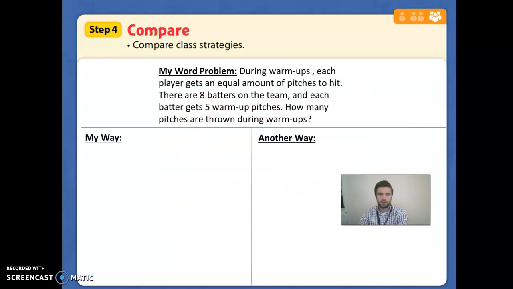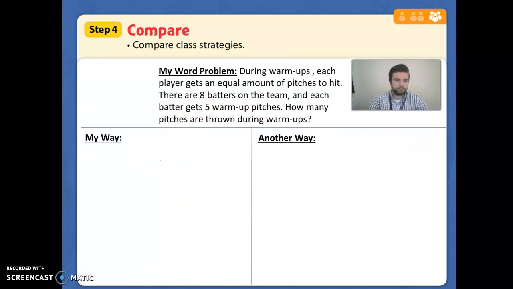So, here's the word problem again. And let me show you how I would do it. So during warm-ups, each player gets an equal amount of pitches to hit. That's important. There are 8 batters on the team, and each batter gets 5 warm-up pitches.